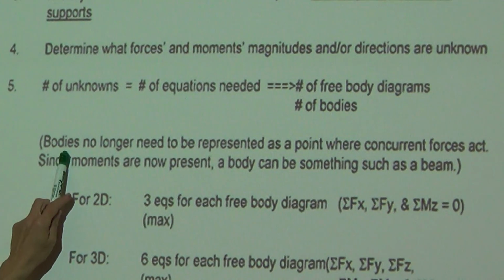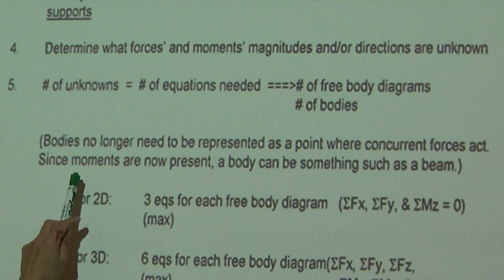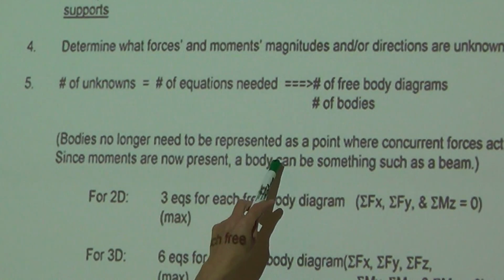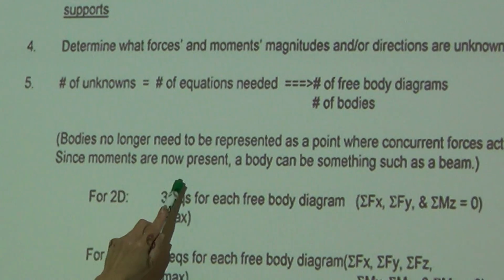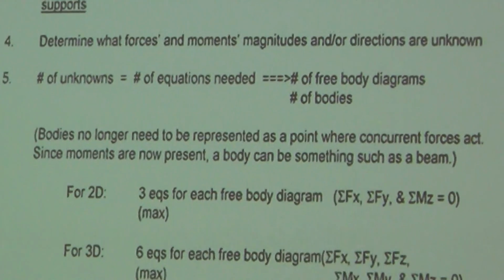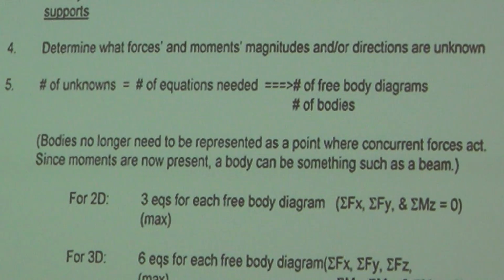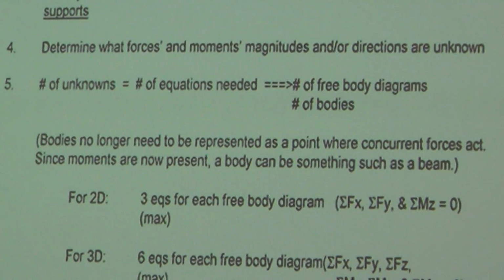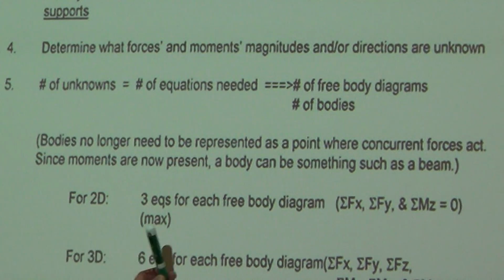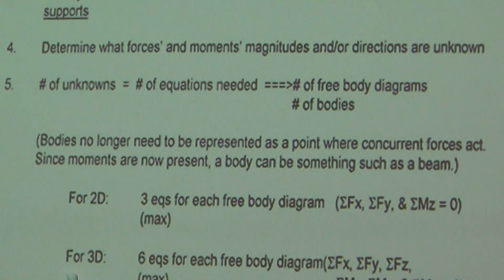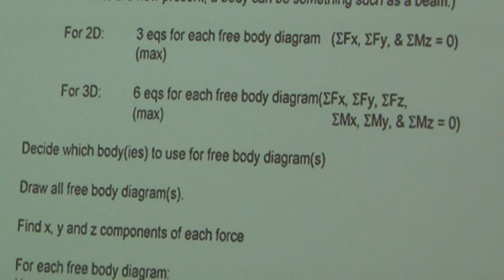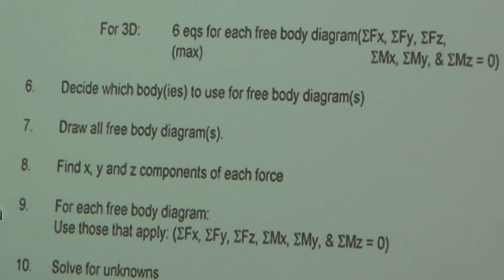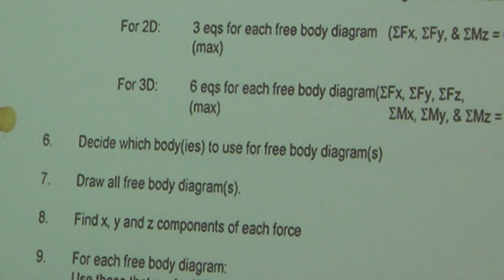So, here, and David, this was your question the other day. Bodies no longer need to be represented as a point where concurrent forces act. Since moments are now present, a body can be something such as a beam, a bracket, a rod, whatever it happens to be. Now we know for 2D we have 3 equations max per body. 3D we have 6 equations max. Decide which body, draw the free body diagrams, find the components, solve your equilibrium equations, find the unknowns.